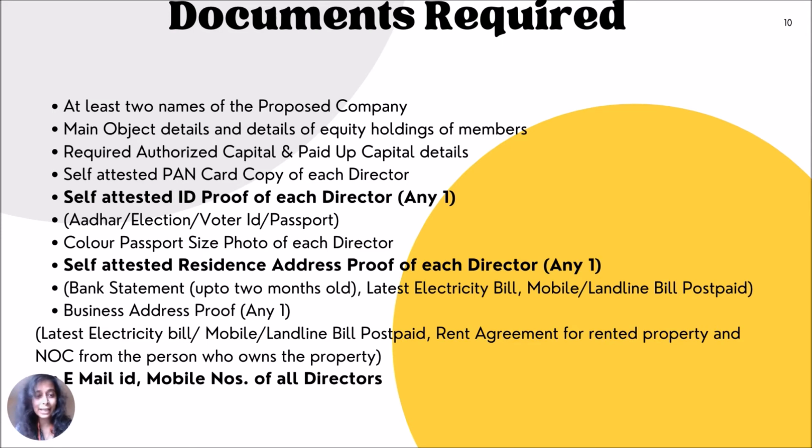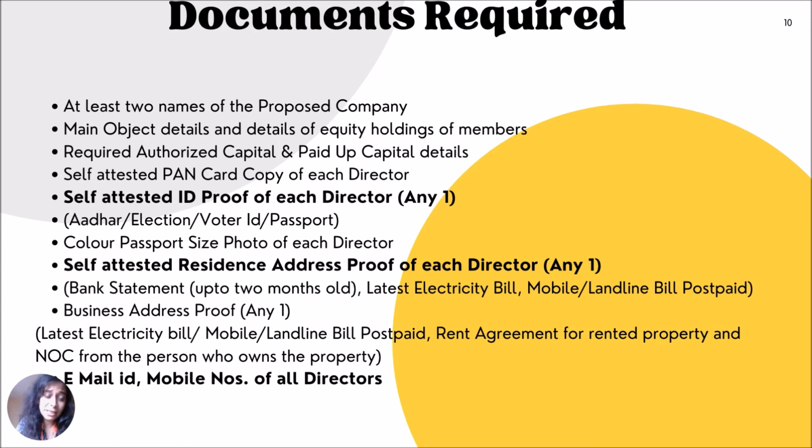We require documents like a self-attested PAN card copy of all the directors of the company. We also require self-attested ID proof for each director. ID proof could be your Aadhaar card, your election ID card, or your passport, any one of which needs to be self-attested. We also require a color passport size photograph for each director, and a self-attested residence address proof for each director. Residence address proof could be a bank statement up to 2 months old, the latest electricity bill, or your mobile or landline bill.